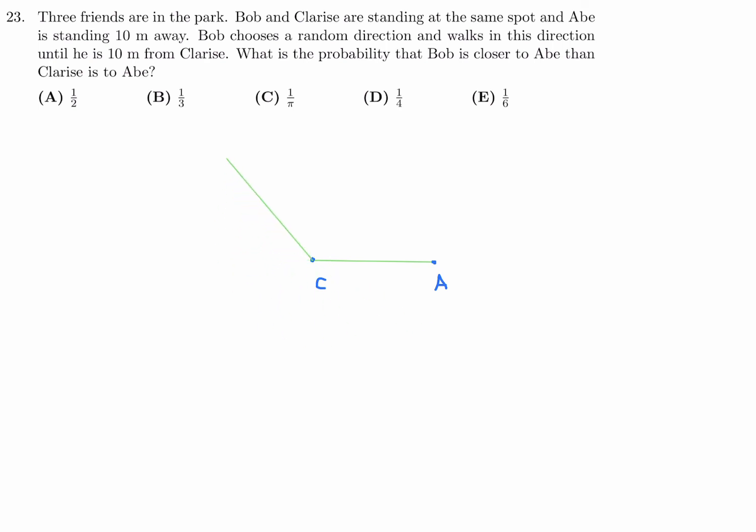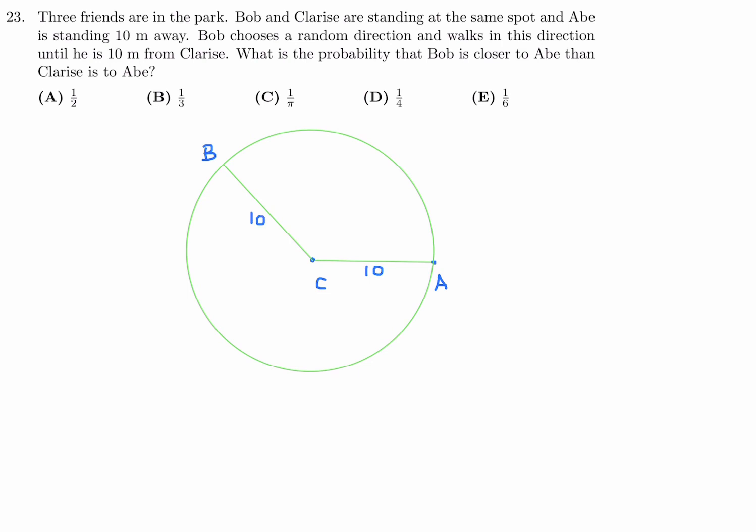So let's just say he's here. I don't know where he's going to be, but let's just say he's there. And let's draw in that circle. All right, perfect. So what I've done is I've said that he's walking 10, and he's going to end up there. So let's just label it 10. 10 there and 10 here.